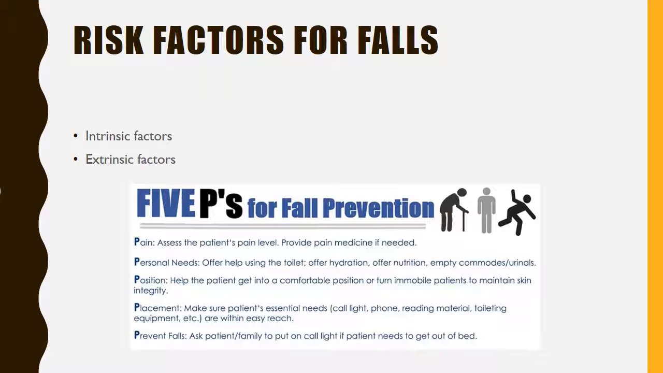Extrinsic risk factors include factors that address the physical environment. Examples could be a wet floor, cluttered room, poor lighting, inadequate handrail support, inappropriate or lack of footwear, a low toilet seat, wheels on beds or chairs, restraints, prolonged length of stay, unsteady IV poles, broken equipment, or beds left in high position.